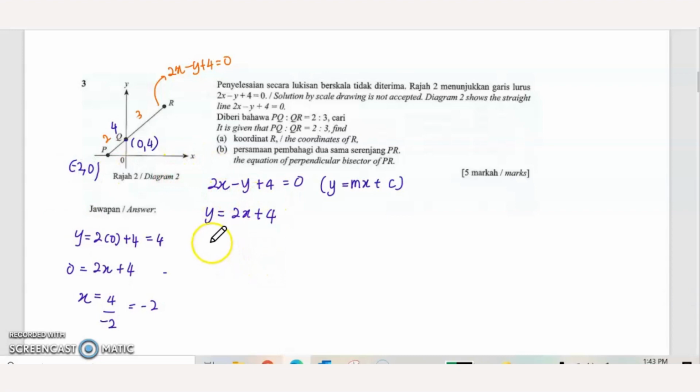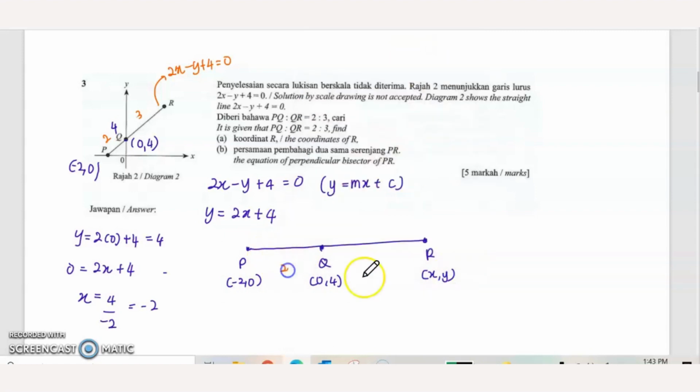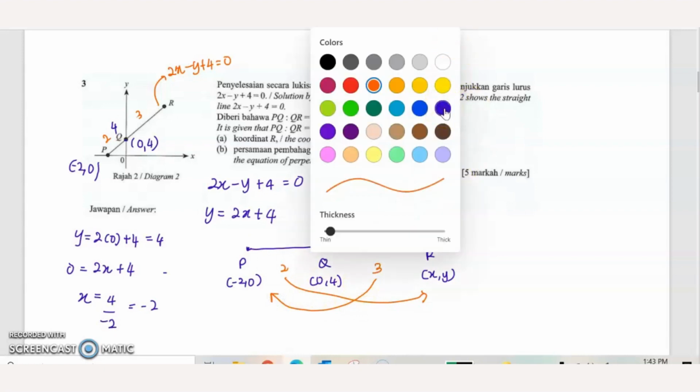Okay, so actually kita boleh gunakan formula points that divide into the line segment. Okay, so because given the ratio of PQR here, so we have here PQR, and then the point P is (−2, 0), and the point Q is (0, 4), and the point R is (x, y). Okay, so yang ni kita boleh guna formula 2 to 3. Okay, so this 2 akan kali dengan this 1, and then this 3 akan darab dengan this 1. So kita akan kira 1 by 1 lah.